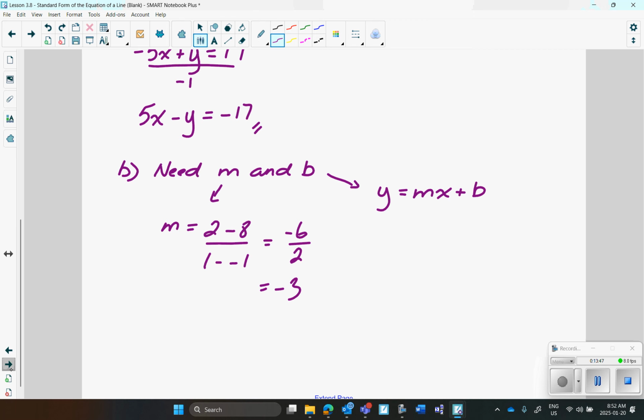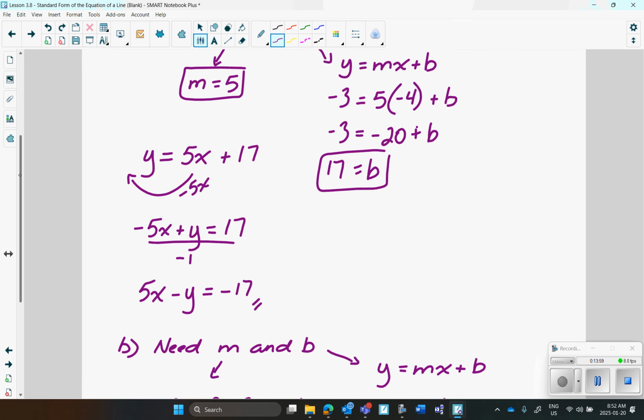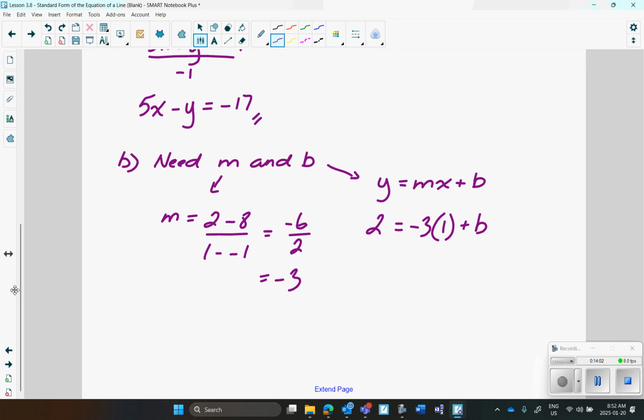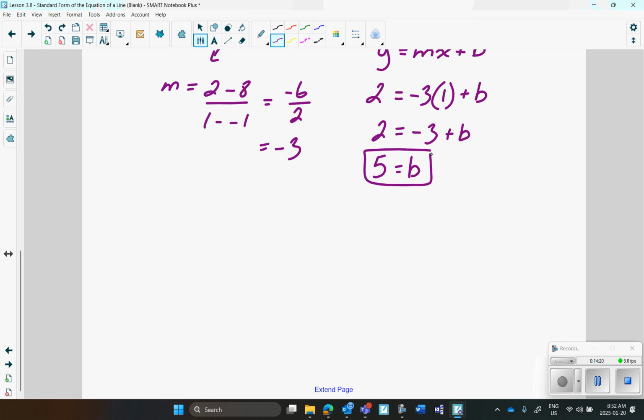So we get 2 equals -3 times 1 plus b. So a pretty straightforward equation. 2 equals -3 plus b. Add 3 over to the left. 5 equals b. So right now I got my b, I got my m. And if I were to write it in slope-intercept form, it looks like this.